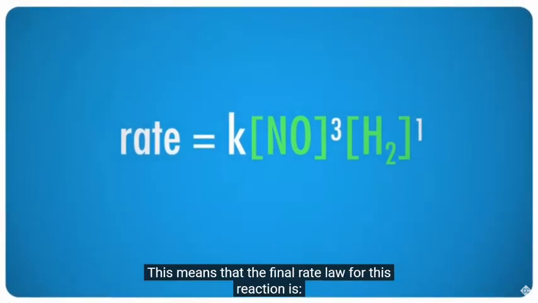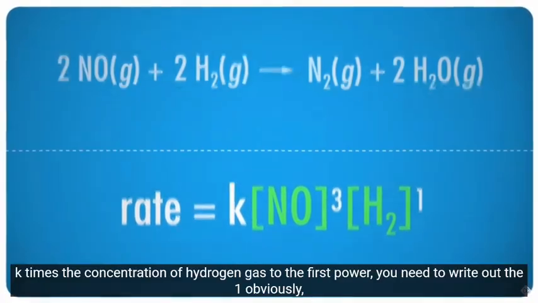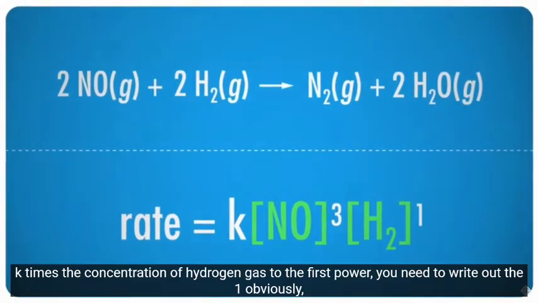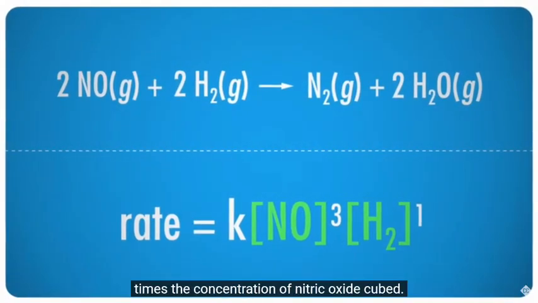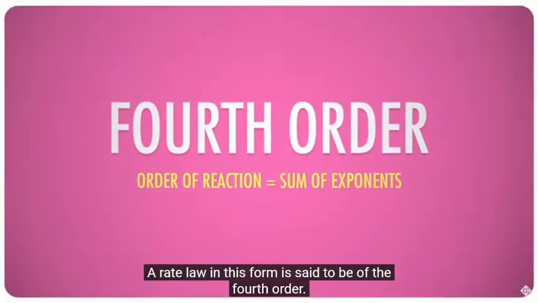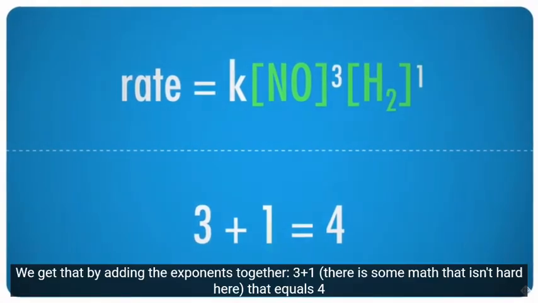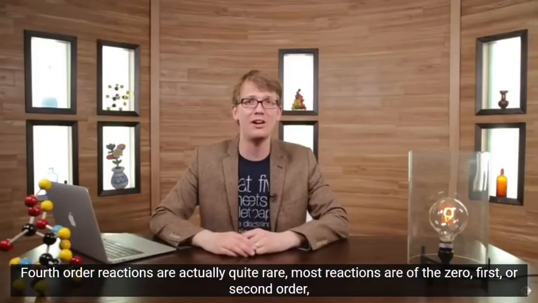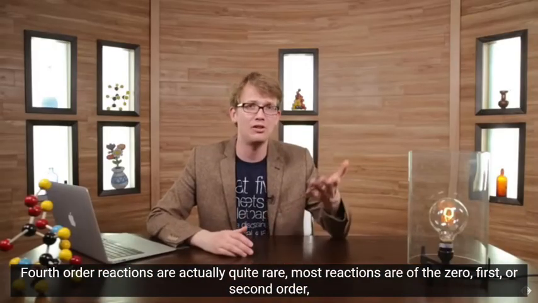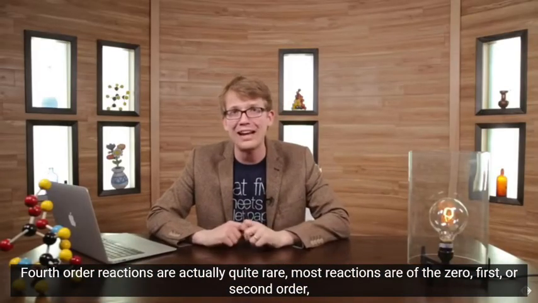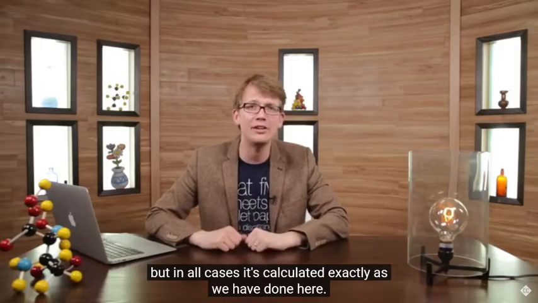This means that the final rate law for this reaction is K times the concentration of hydrogen gas to the first power, you don't need to write out the 1 obviously, times the concentration of nitric oxide cubed. A rate law in this form is said to be of the 4th order. We get that value by adding the exponents together, 3 plus 1. There is some math that isn't hard here. That equals 4. 4th order reactions are actually quite rare. Most reactions are of the 0, 1st, or 2nd order, but in all cases it's calculated exactly as we have done here.